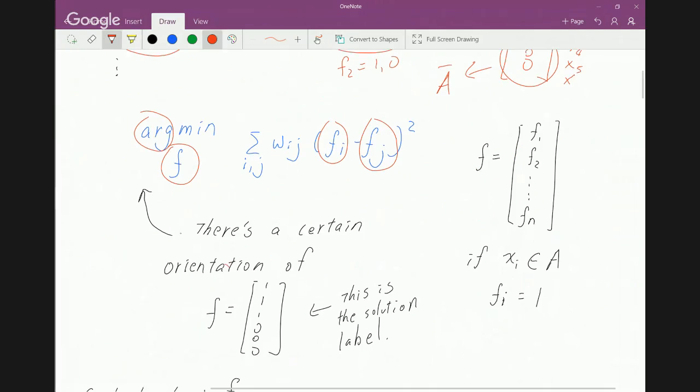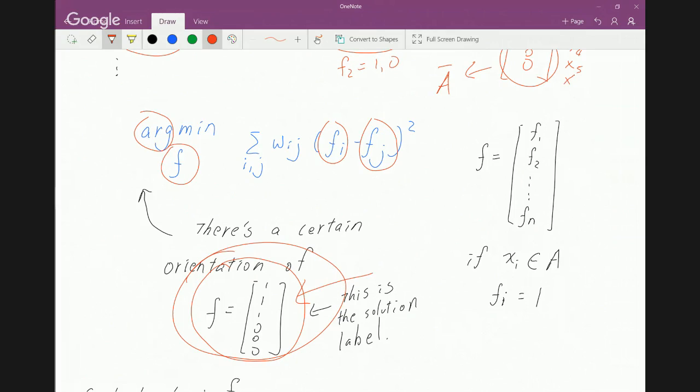Like I said here, this is the solution we know because we made up the data before. But in real life, obviously we don't know this, and this is what we're trying to find. We want to find the optimal F, and this F tells us the cluster. Like this 1, 2, 3 belongs to cluster 1, and 4, 5, 6 belongs to cluster 0.